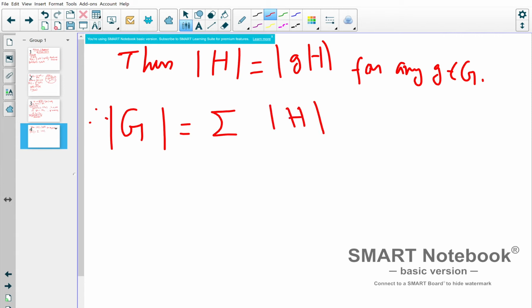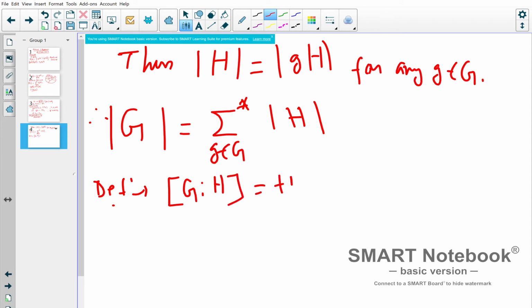This is star. So this is a number. How many such g's are there for which gH is distinct? That number. So now we define this number, the number of distinct left cosets of H in G.